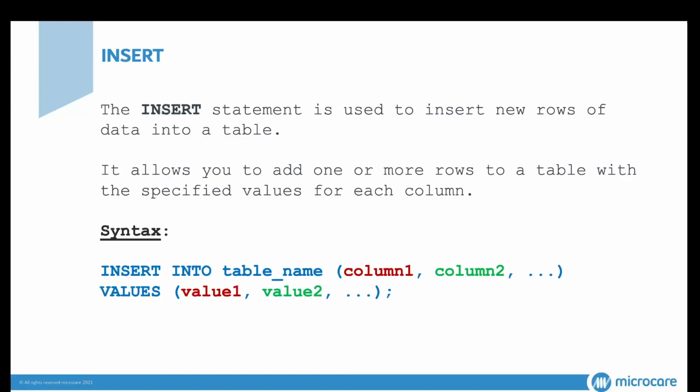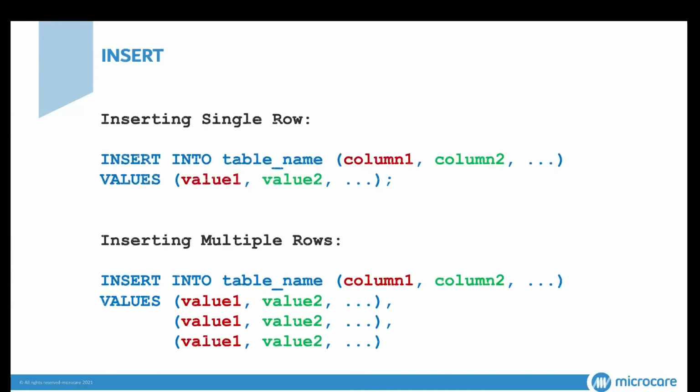Column 1 and column 2 is where we specify the columns where we want to insert the data. Values. This keyword is used to indicate that you are providing values to be inserted. Value 1 and value 2 specify the actual values to be inserted. The values must be provided in the same order as the corresponding columns. This is a general syntax where we can insert a single row into a table, and also at the same time we can insert multiple rows into a table.